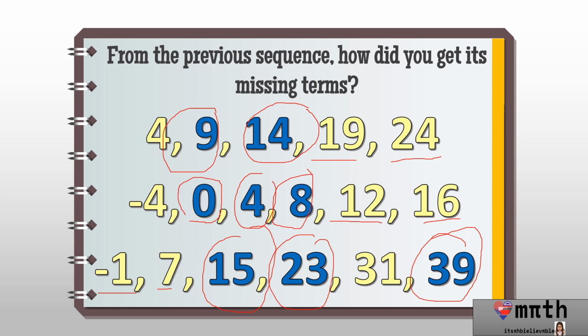So 7 plus 8 will be 15. And 15 plus 8 will be 23. 23 plus 8 will be 31. And 31 plus 8 will be equal to 39.